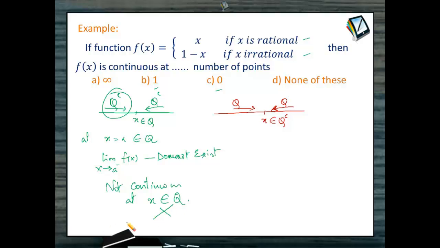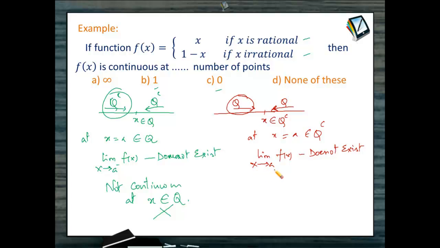This is confirmed. Now let's try what happens if x is an irrational number. At some x equal to a which is irrational, here also the limit as x tends to a of f of x again does not exist, because when I try to calculate the left hand limit at an irrational number, there are infinitely many rational numbers. So the domain is not continuous here.